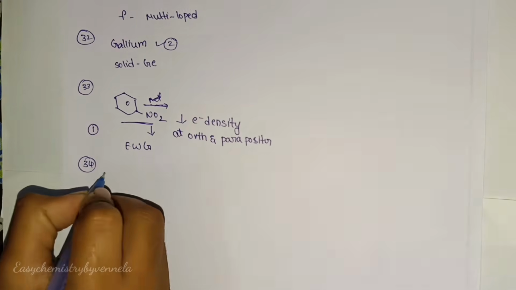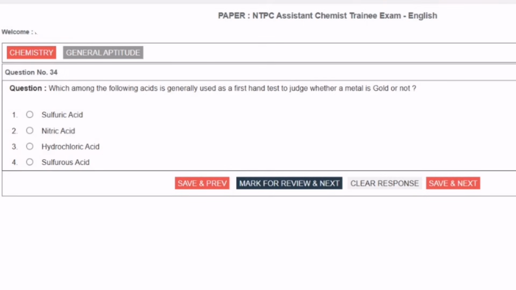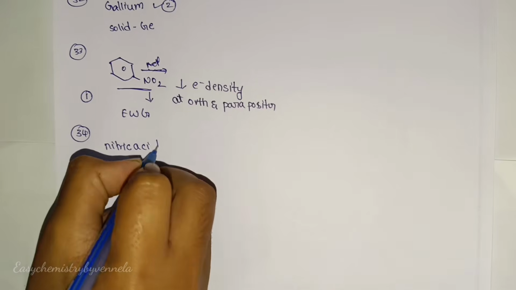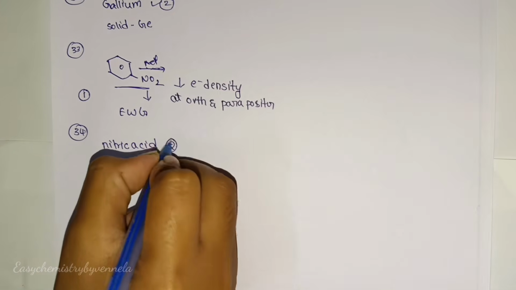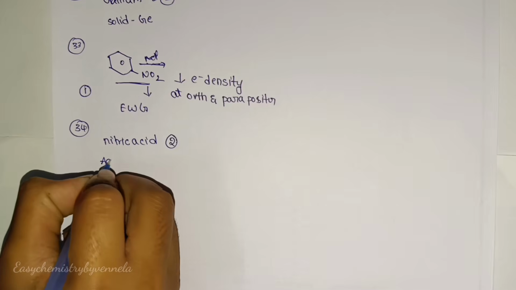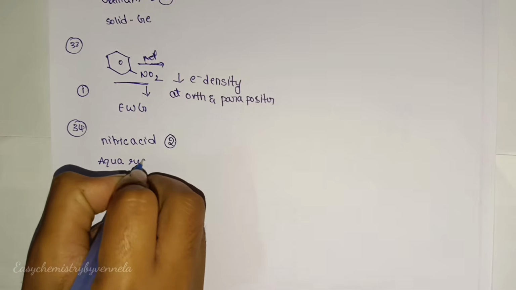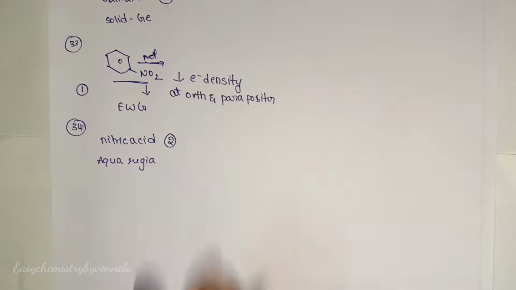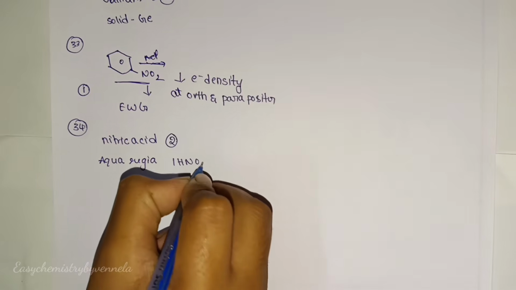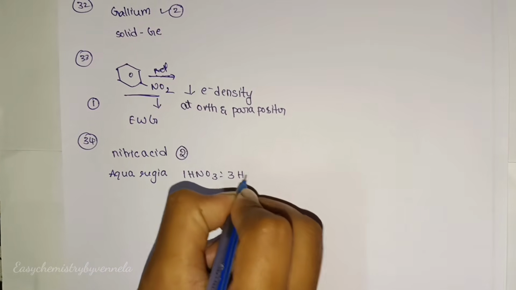Next question. Which among the following acids is generally used as a first hand test to judge whether a metal is gold or not? Which one? Nitric acid. Second option is the correct one. Gold is dissolved in aqua regia. Aqua regia, that is 1:3 ratio.